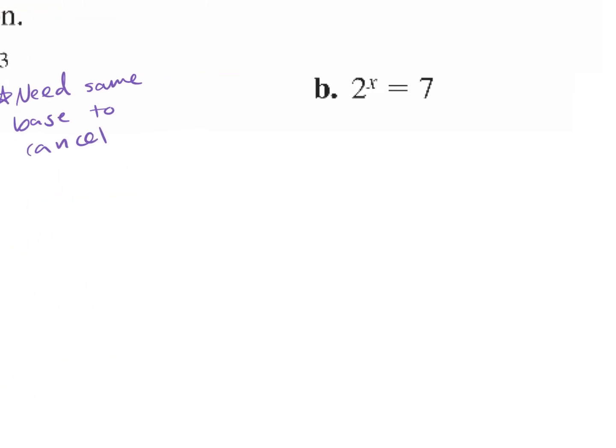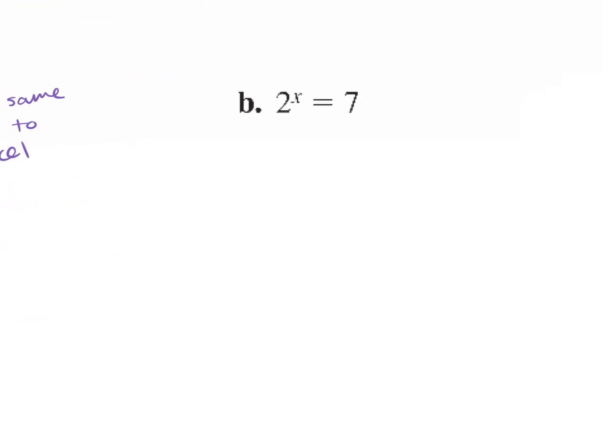Let's look at the next one. So 2 to the power of x is equal to 7. Here, could I get them to have the same base? Can I make 7 turn into 2 to some power? Does 2 to any power give me 7? No. So if we can't have them have the same base, then we have to use logs to cancel. So if we can't get the same base, then use logs.